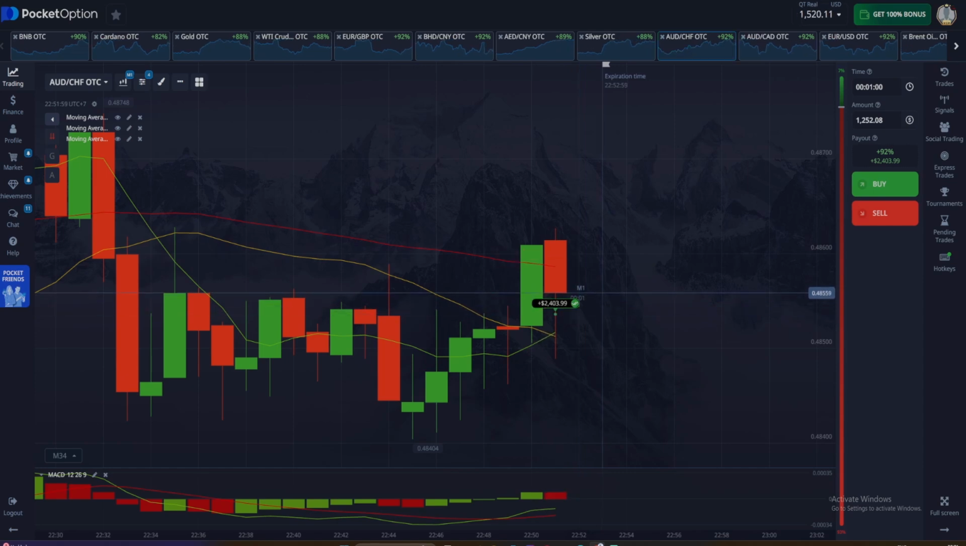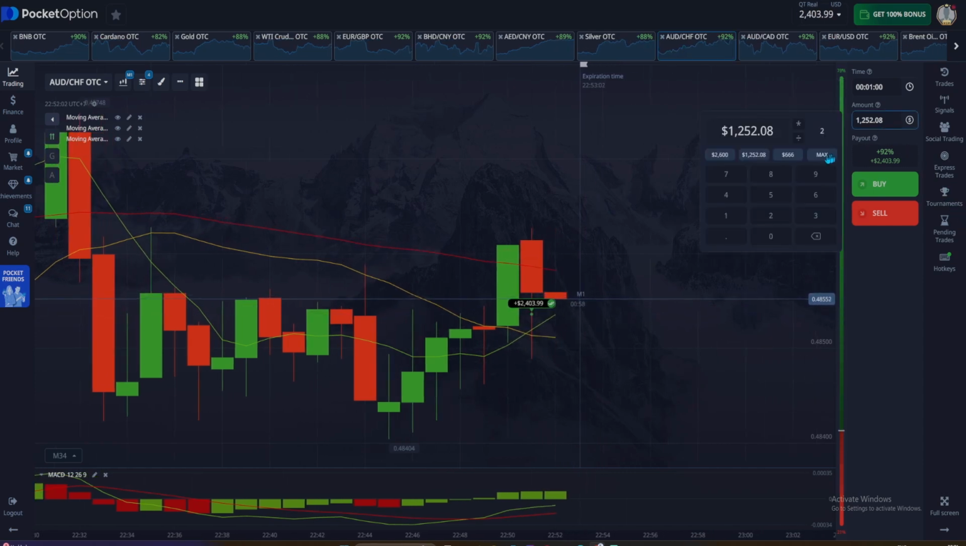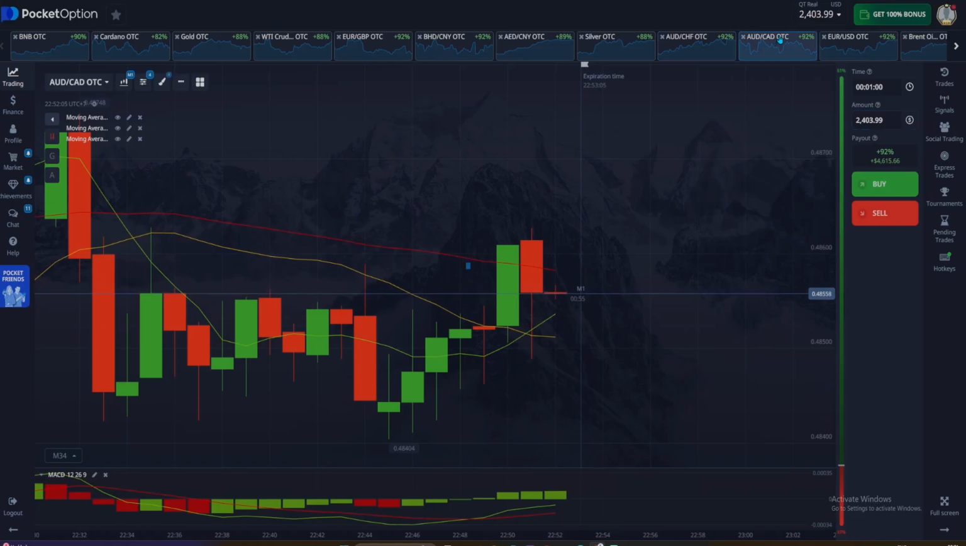Yes, exactly as expected, the price rejected downward from the red line and profit. Now we can open the market again and look for the next opportunity.